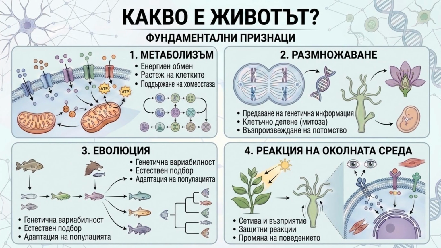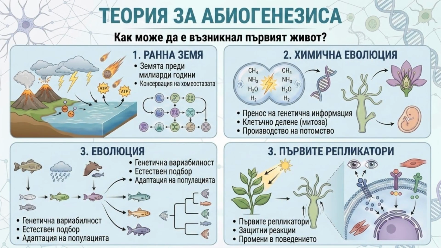To define life, we look at fundamental biological traits, metabolism and energy exchange, reproduction through the transmission of genetic information, the process of evolution, and the ability of an organism to react and adapt to its environment. The theory of abiogenesis asks how the first life emerged. This involves understanding the conditions of the early Earth, the transition through chemical evolution, the role of natural selection in early biological systems, and the emergence of the first self-replicating molecules.